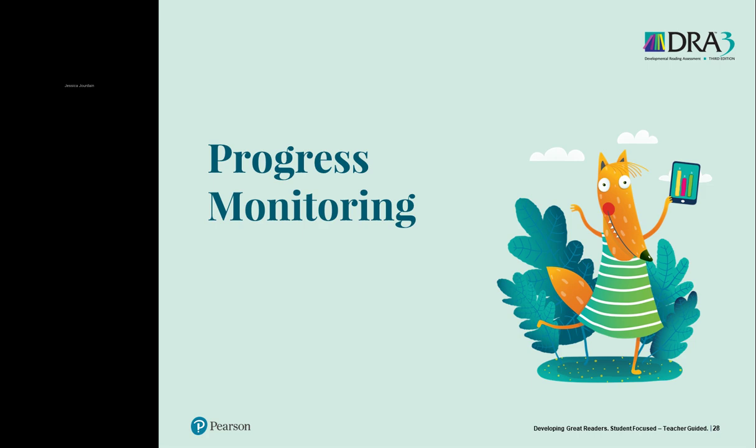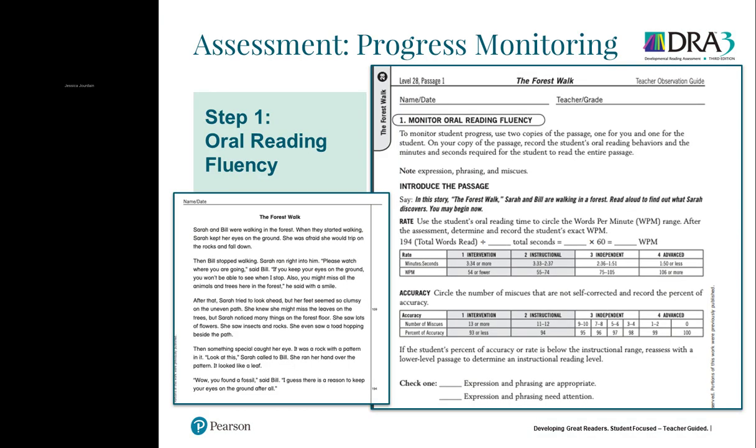Progress monitoring. Here, this breaks down the various steps of progress monitoring, which is fantastic because you as the teacher don't have to come up with the intervention on your own. You have it right there in the box according to that particular skill. So here, this one focuses on oral reading fluency. That's step 1, and the passage is on the left.